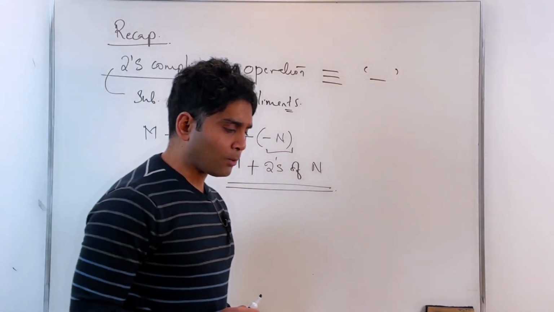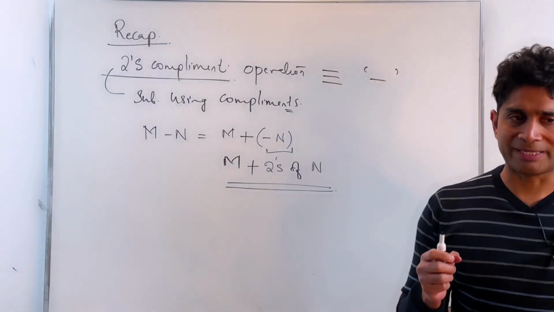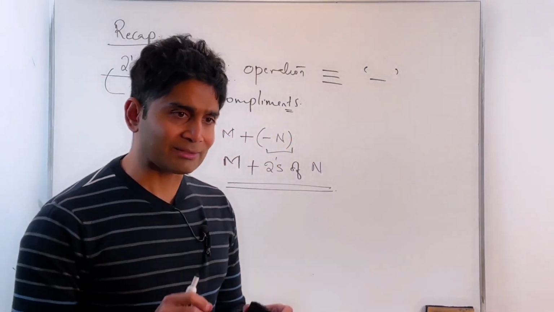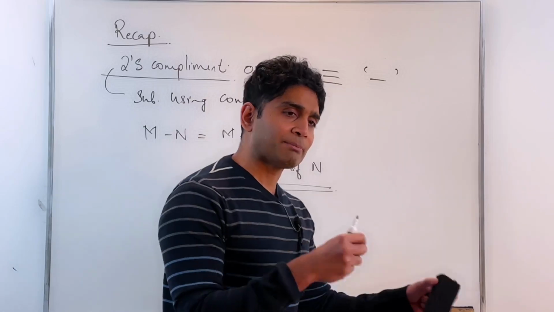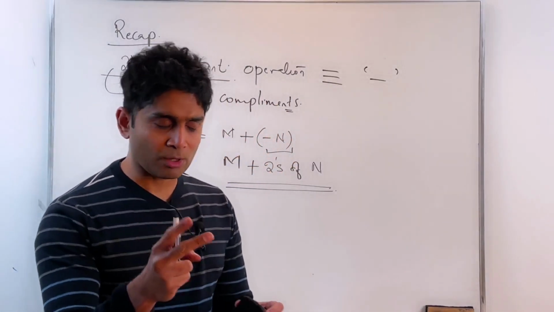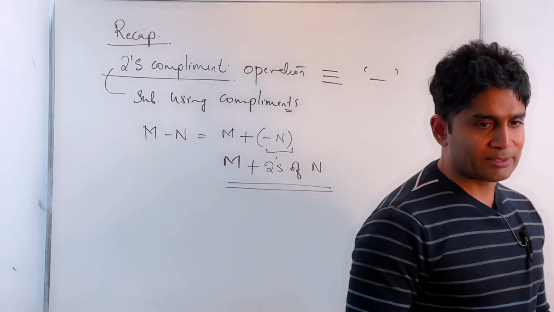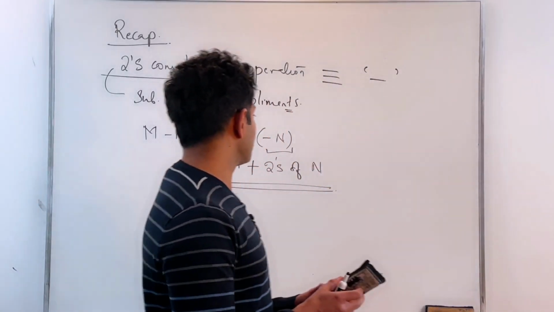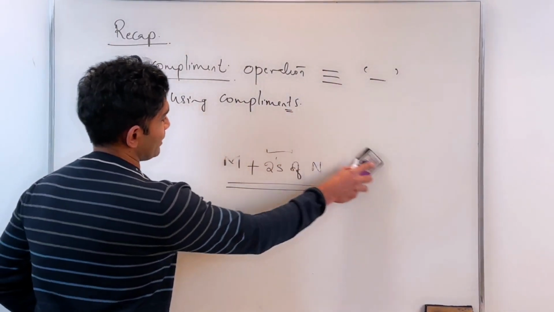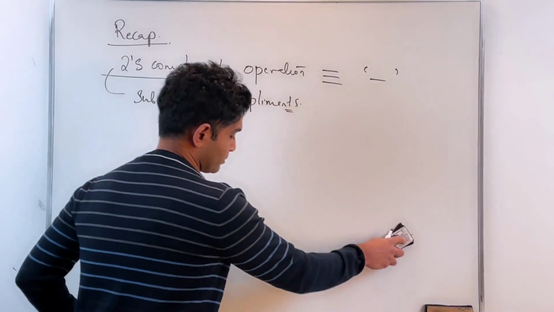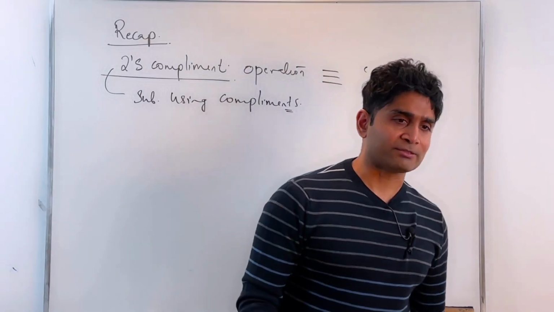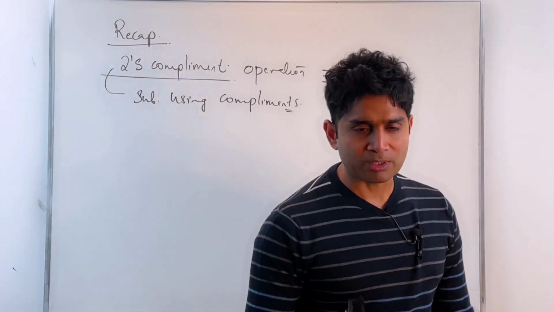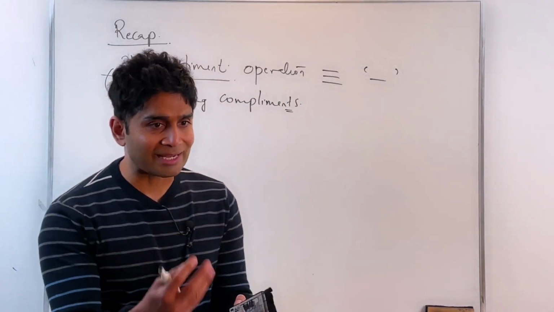Now, what kind of answers would you get? How do I know that when I do this operation, I'm going to get the right result? What happens when m is larger than n? I have two possibilities here: either m is larger than n or m is less than n. I want to generalize this so that I'm proving it for any case, and make sure that this technique of 2's complement subtraction works all the time.